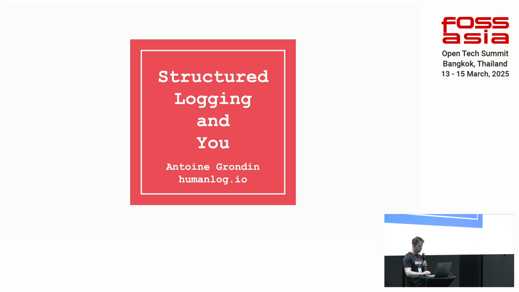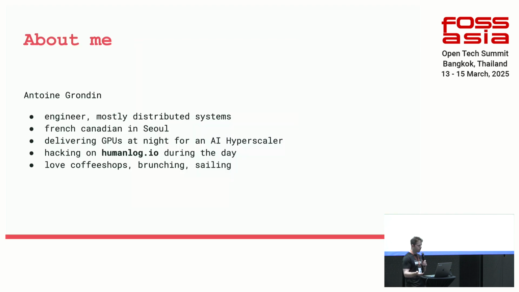And yeah. So a little bit about me. My name is Antoine Grondin. I'm an engineer, mostly work on distributed systems. French-Canadian, I live in Seoul, and at night I deliver GPUs for an AI hyperscaler. And during the day, I hack on humanlog.io, which is a CLI tool for structured logs that I made a while ago. And I love coffee shops, brunching, sailing. That's a little bit about me.